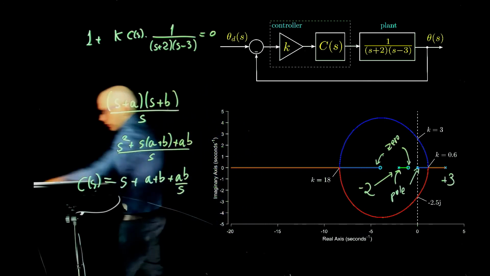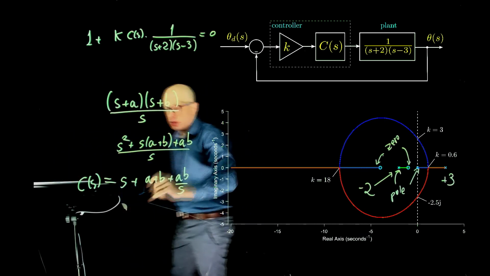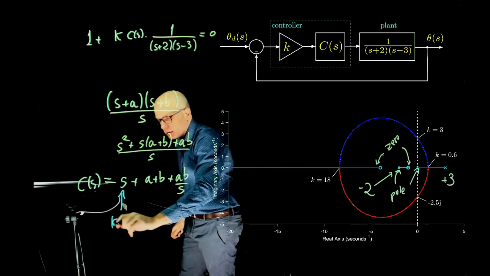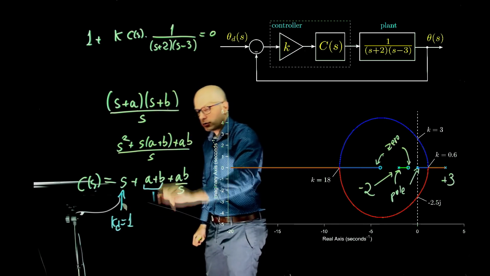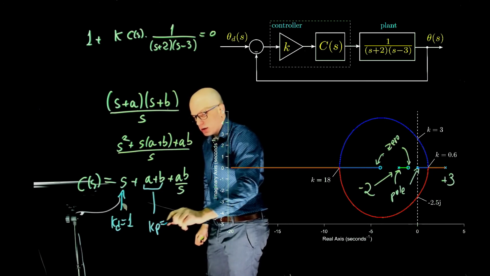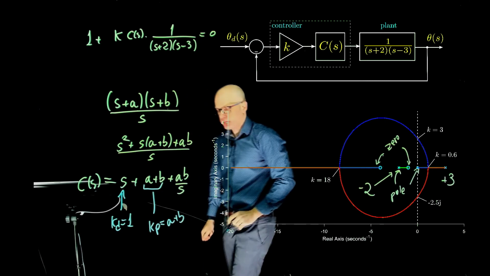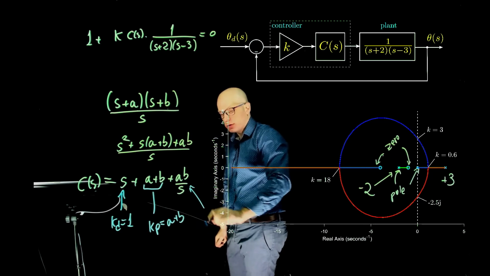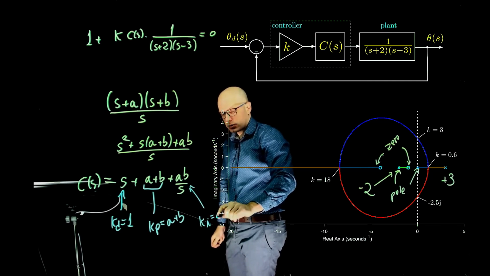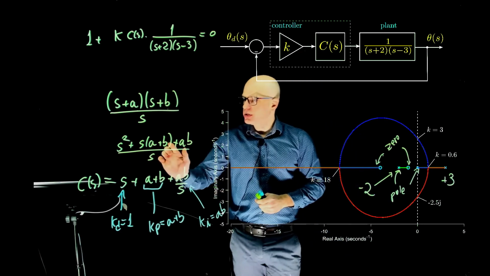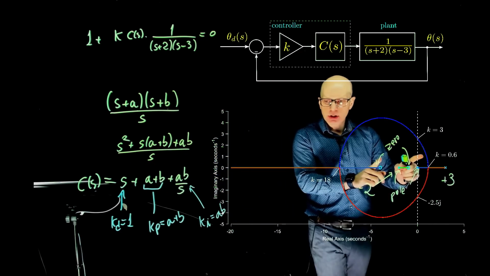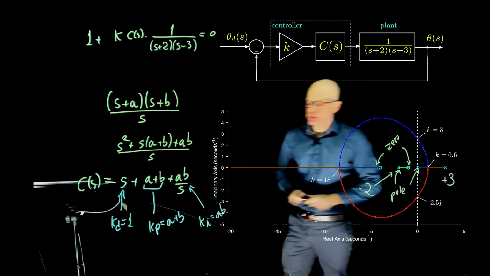PID. PID, very good. Here is the derivative, KD is 1. Here is the proportional, KP is a plus b. And here is the integral, Ki equals ab. We added two zeros and one pole. Here they are. So this must be a PID controller.